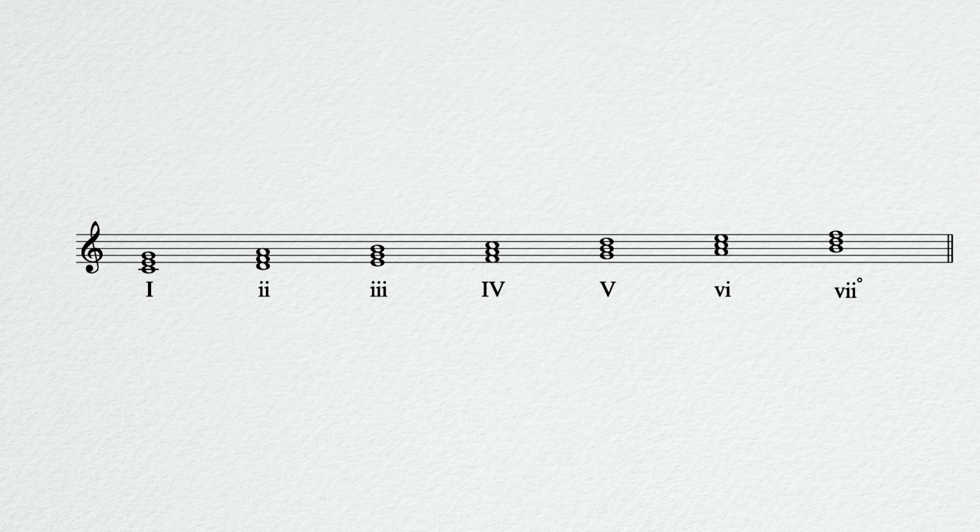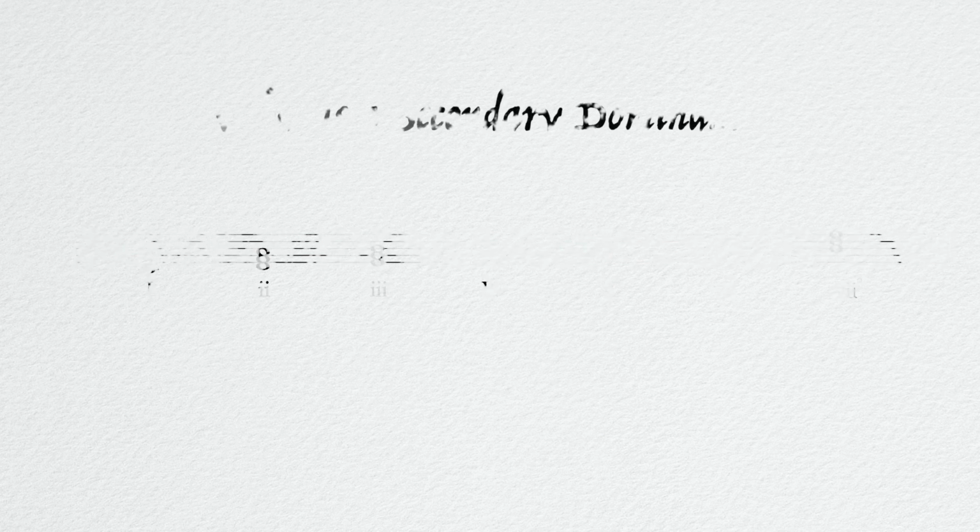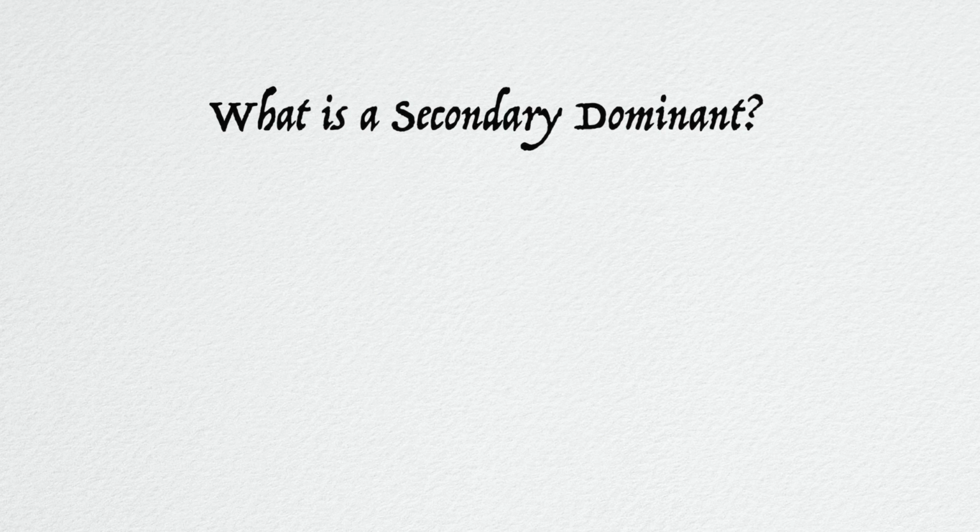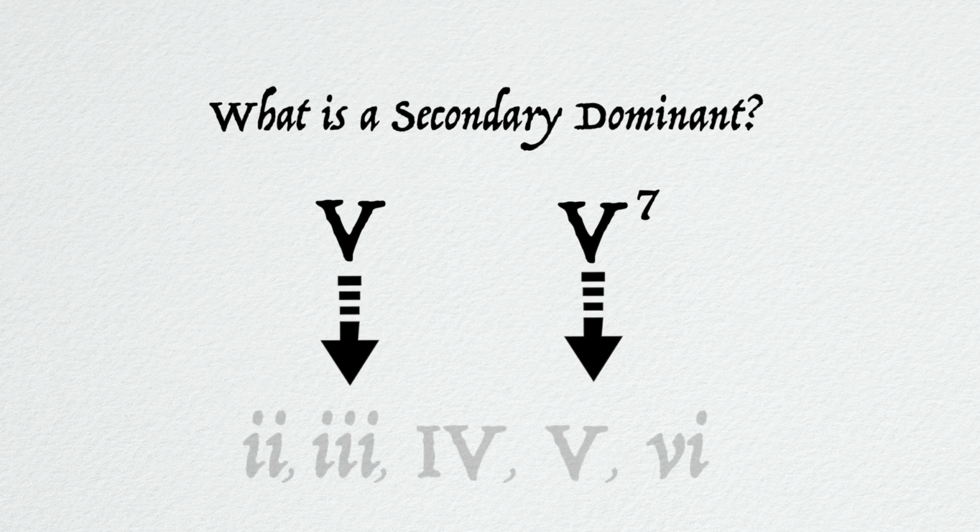It's a large topic, but I'd like to lay out, in my opinion, the basics of secondary dominants in a no-nonsense manner. So to start off, what is a secondary dominant? Simply put, a secondary dominant is the dominant major or seventh chord that resolves to any chord of a piece that is not the tonic.